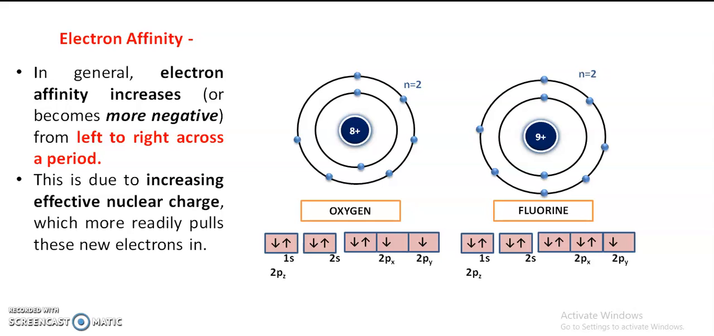Okay. Let's talk about first electron affinity. Why does first electron affinity increase from left to right across a period? Consider oxygen and fluorine atoms. When we add an electron like this, we can see energy released is higher in fluorine than that of oxygen.